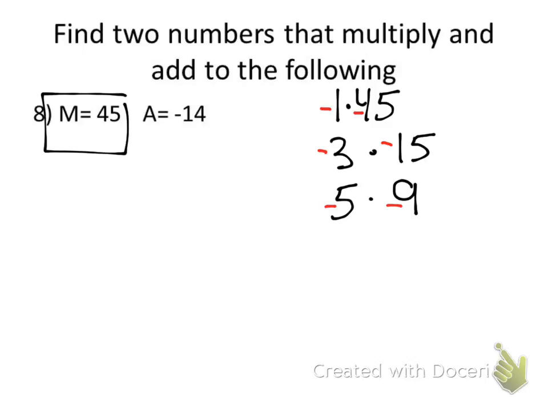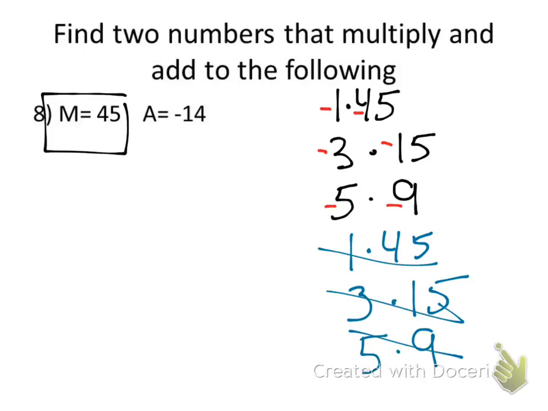If you don't know that much about the signs, make a longer list. Leave the positives on the list. Check to see if they'll add to give you a negative 14. They will not. I'll tell you that right away. So you'll end up ruling them out as you go. But that's up to you.